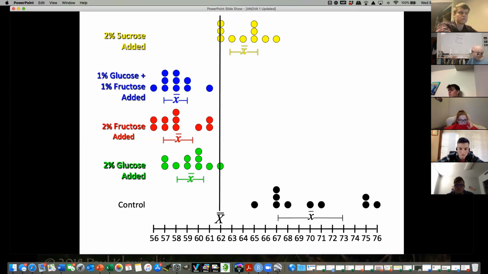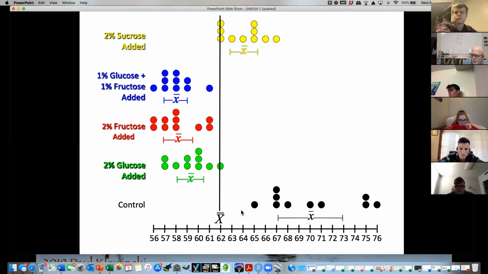Now, you can calculate sums of squares total by calculating sum of squares among and sum of squares within and adding those two things together. But you can also calculate the sums of squares total by asking yourself, to what degree does this observation in the control differ from the grand mean? To what degree do these three values from the control differ from the grand mean? How does this value differ from the grand mean? This value, this value, this value, and this value?